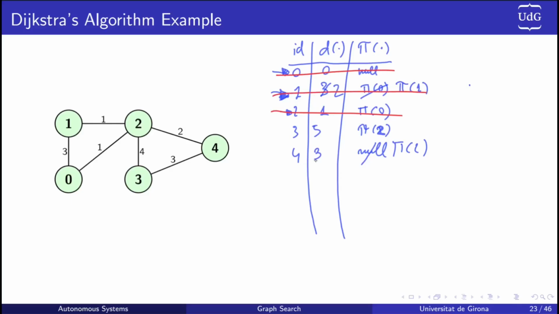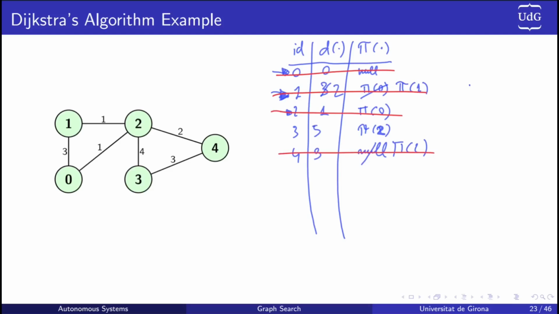The next one is node 4. Node 4 has distance 3, while node 3 has distance 5. Then let's go to node 4. Node 4 has 2 neighbors, 2 and 3. 2 is not in the queue anymore, so I can do nothing, but 3 is in the queue. What is the distance to reach 4? It is 3, because it's telling me here, plus 3, so it will be 6. Because 6 is bigger than 5, I'm not going to update it. Then I'm fine, and now I have only node 3.